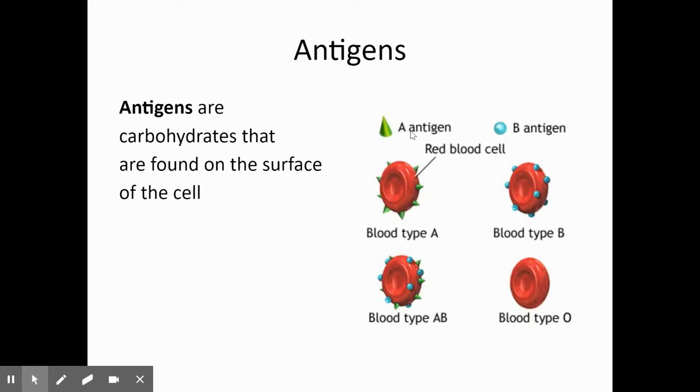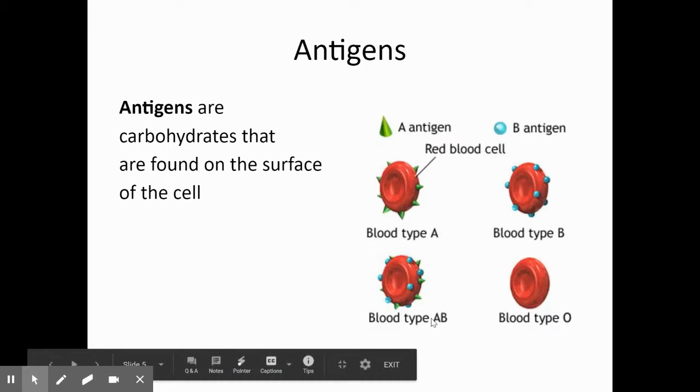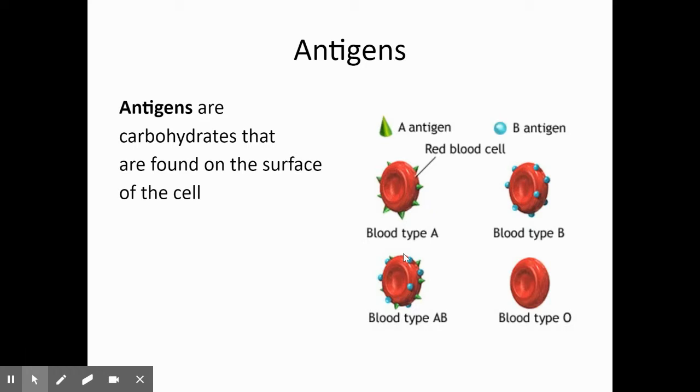So if you have type A blood, you have A antigens that actually stick off of your red blood cells. If you have type B blood, we're using the little circles to represent B antigens. If you have type B blood, you have B antigens sticking off your red blood cell. Those of you who are type AB, you have a combo. You have a combination. You have A antigens and you also have B antigens sticking off your red blood cells.